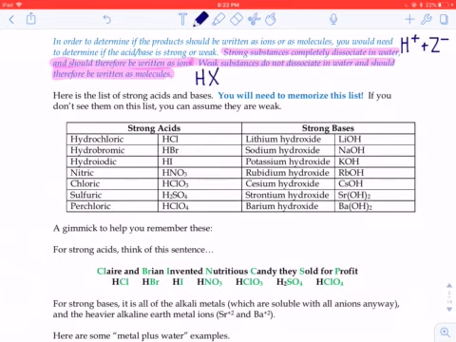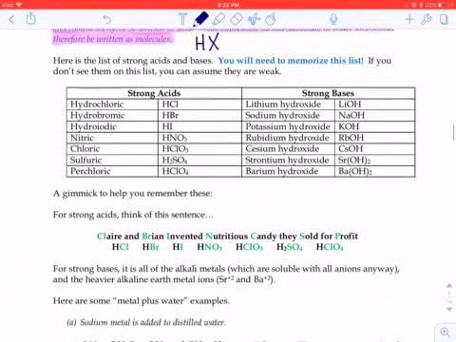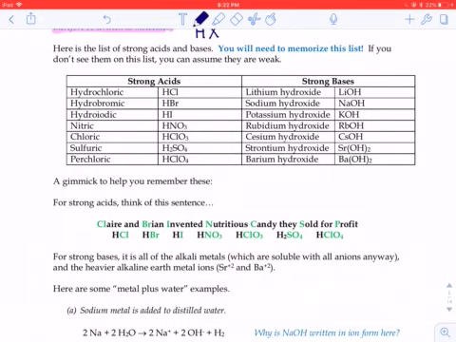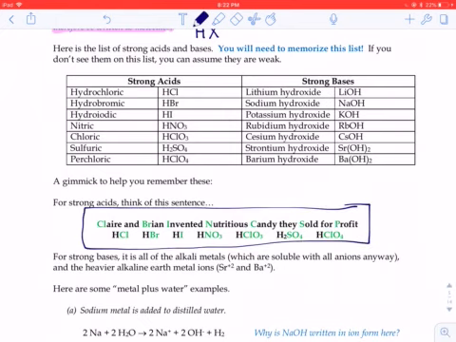So there's a whole list there. I'm not going to read it to you, but there is a little gimmick to help you remember, out of all the acids and bases that could possibly be formed, which ones you're going to break up in ion form when you do a net ionic equation, and which ones you would keep together. For the acids, there's this little sentence here: Claire and Brian invented nutritious candy they sold for profit. And that's to help you remember hydrochloric, hydrobromic, hydroiodic, nitric, chloric, sulfuric, and perchloric.